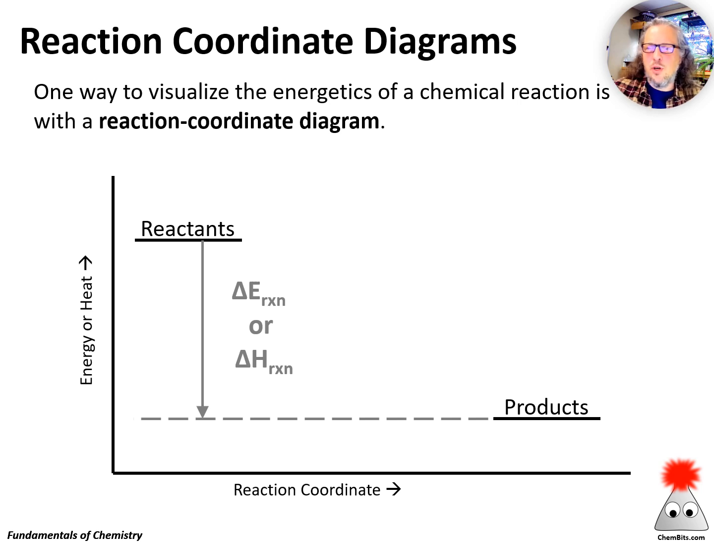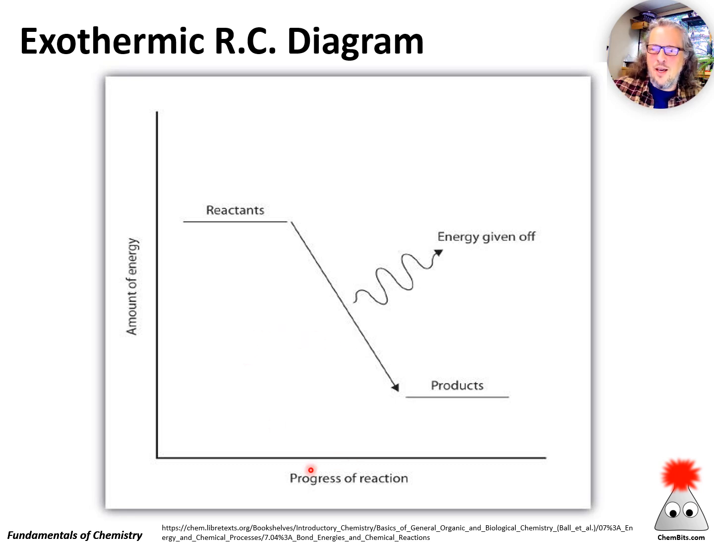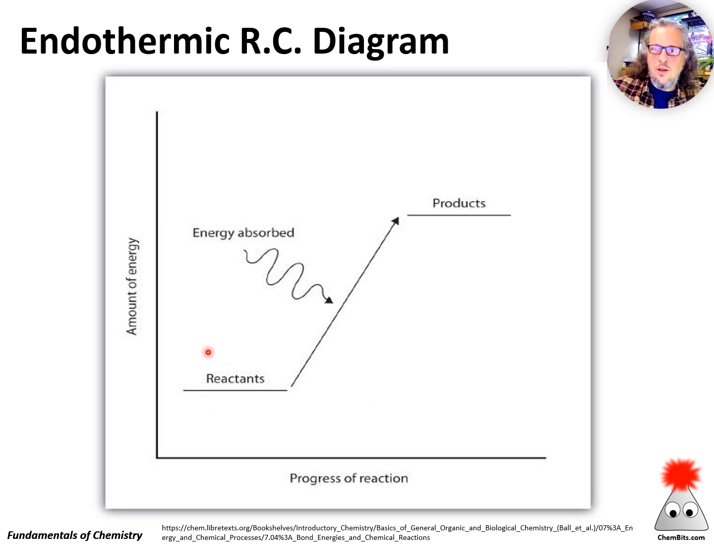There are a couple examples in your book that look just a little bit different. They're the exact same thing, so let's take a look at them. Again, progress of reaction, that's reaction coordinate, and amount of energy. If we start up here, just like in the last example, if energy is given off, if this is an exothermic process to get from reactants to products, we've got what's often referred to as a downhill reaction. What if we have to add energy? What if it's an endothermic process? We go from reactants to products in an uphill process. It requires energy, so this would be endothermic.